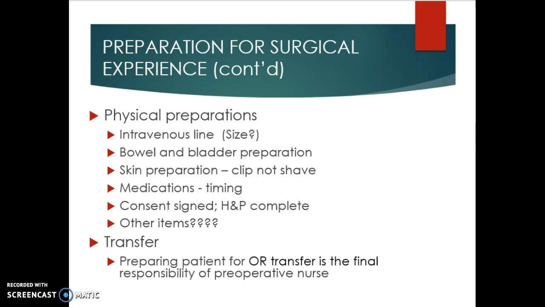These are just typical other physical preparations that the nurse is generally responsible for. Of course, you want to ensure that the patient has a good working intravenous line. Size may be of importance. If you're going to have a surgery where there's heavy bleeding, a larger bore angiocath needle, like an 18 gauge and a very large vessel might be needed.